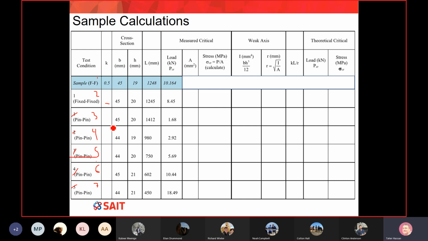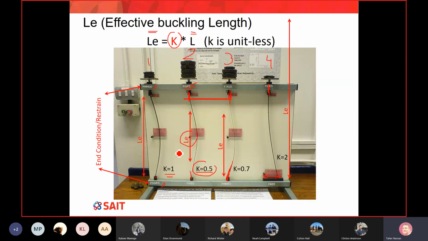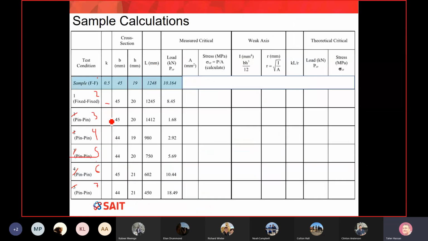Anybody remember what the value of K will be if it's a pinned condition? Anybody remember what K should be if you have a pinned condition? I think it's 1. Exactly. I'm going to remind everyone. Here is the picture. If you allow rotation at each end, your K will be equal to 1 because the buckling will happen on the full length of your member. So you can fill in the table: 1, 1, 1, 1, 1. How about if I have fixed? What is the value of K?